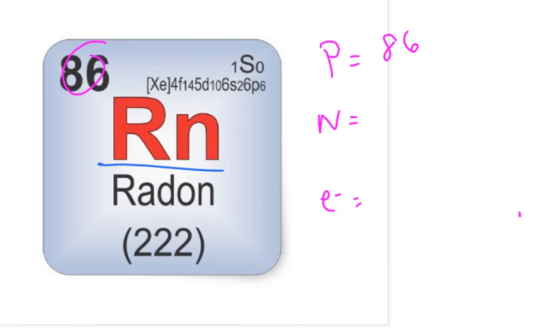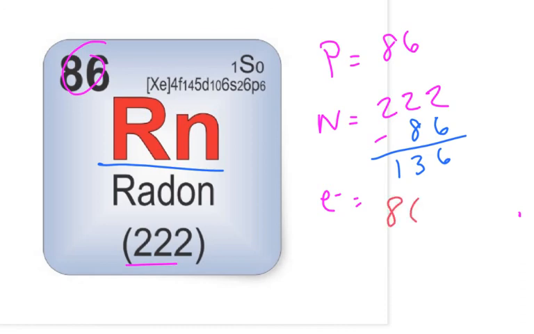For neutrons, we need to subtract the atomic number from the atomic mass. So the atomic mass, 222, minus the atomic number, 86, is going to give us 136 neutrons. You'll notice that that's not even, but that's okay. What has to be even is the electrons, the negative charges, with the protons, the positive charges. And so here for electrons, we'll have 86 electrons.